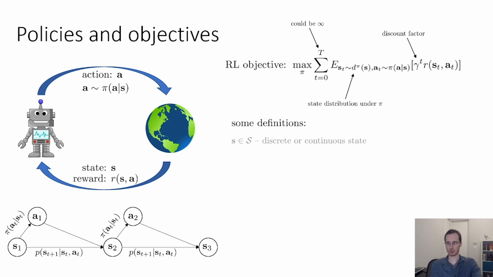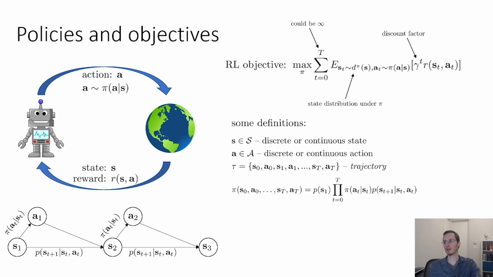So some concrete definitions. s is a discrete or continuous state. a is a discrete or continuous action. I will use the symbol tau to denote a trajectory, which is simply a sequence of states and actions. And a policy induces a trajectory distribution, which I will denote as pi(s0, a0, ..., sT, aT), which is just the product of the initial state probabilities and the product over all time steps of the policy probabilities and the transition probabilities. And I will sometimes use the shorthand pi(tau) to denote the trajectory distribution.